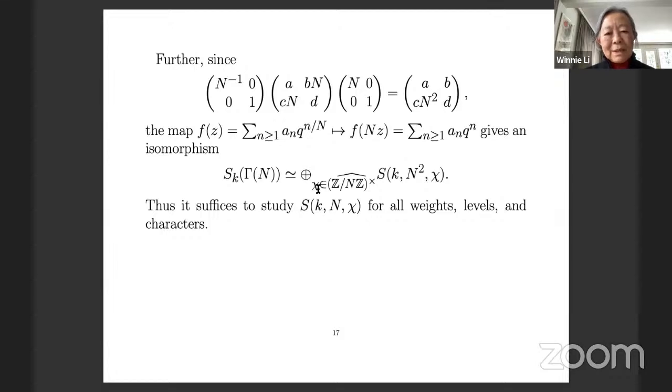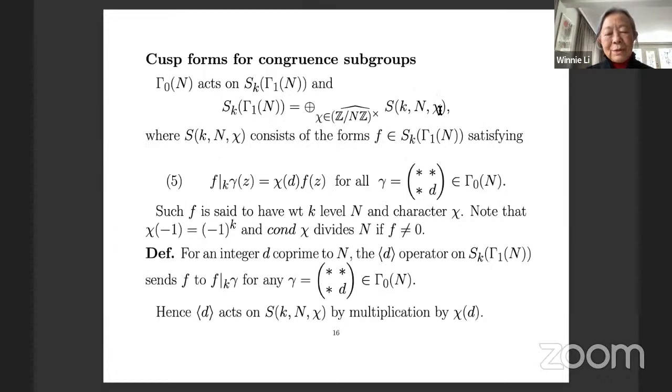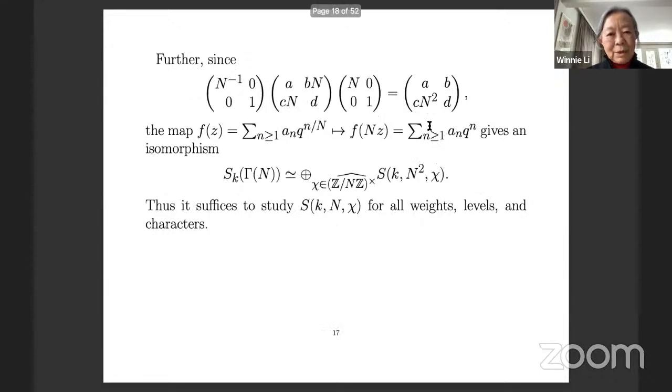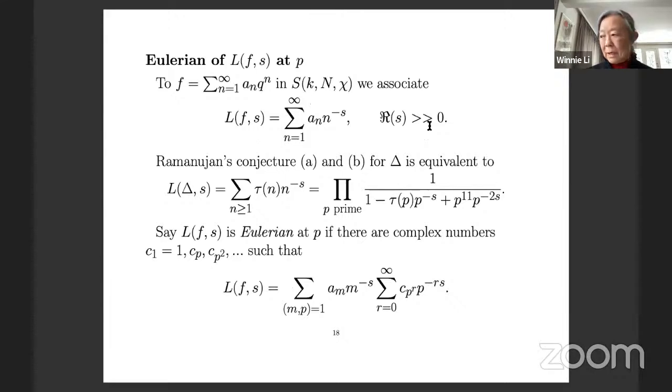Okay. So this is a very convenient isomorphism, and it means that to understand all the cusp forms for congruence subgroups, it suffices to study the space S_k(N, χ). Okay, and also when χ is the trivial character, then that space becomes the weight k modular forms for Gamma_0(N). Okay, so then we will include all the major congruence forms.